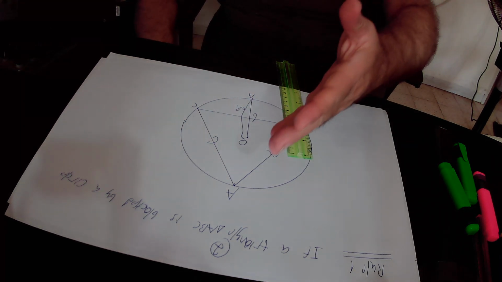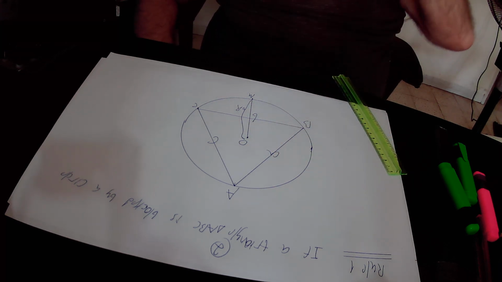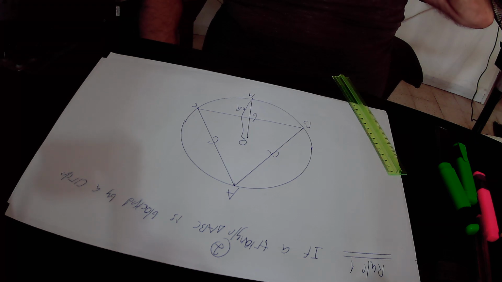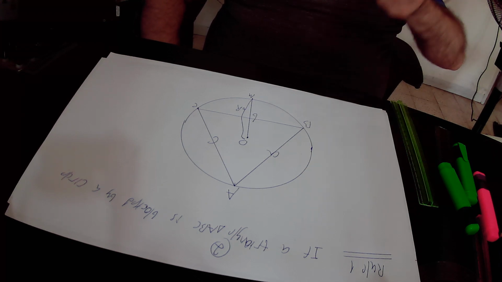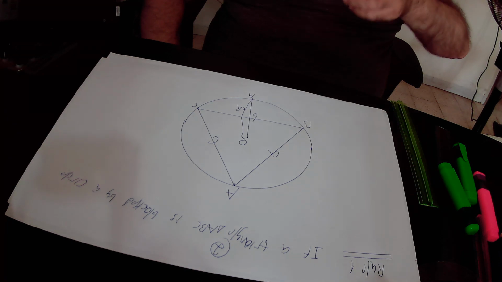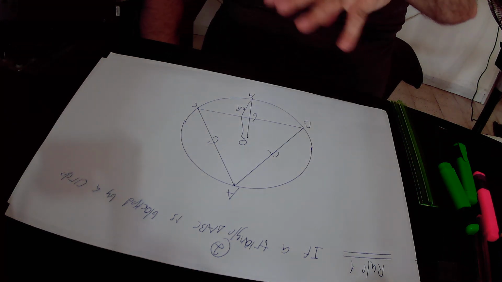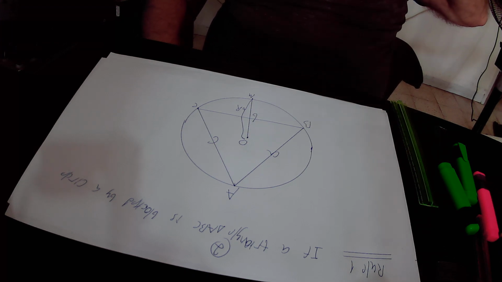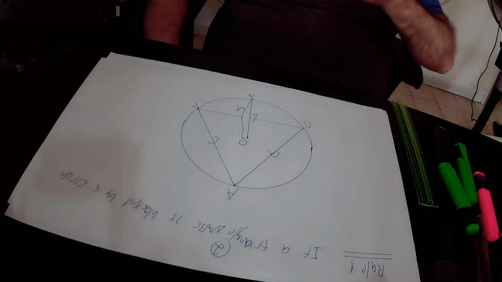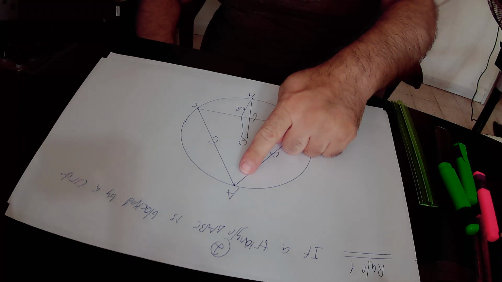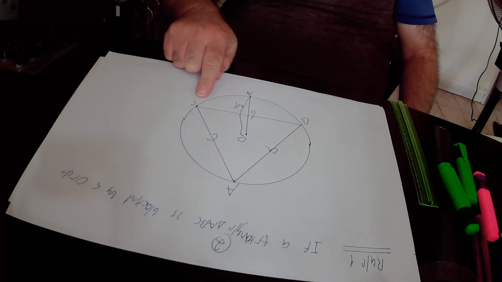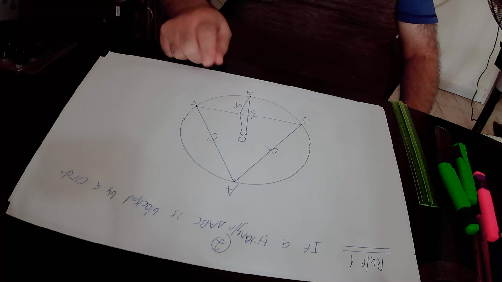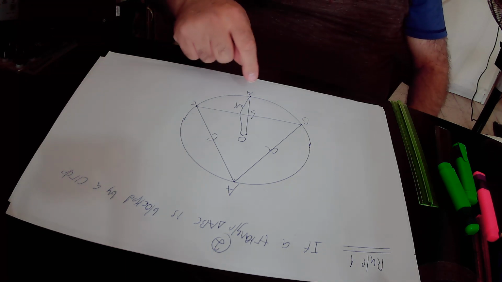So if a triangle ABC is blocked by a circle, like in this drawing, here I must emphasize that a triangle is blocked by a circle only and only if all its three vertexes lie on the circle, or only if all its three vertexes touch the circle. In this drawing you can see that this vertex touches the circle at point A, this vertex touches the circle at point B, and this vertex touches the circle at point C. Therefore, we can definitely say that this triangle ABC is blocked by a circle.